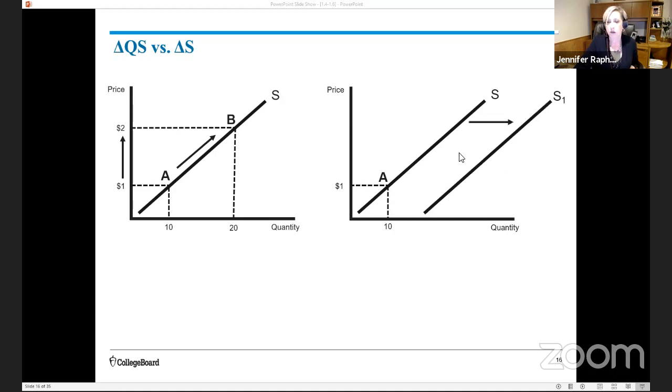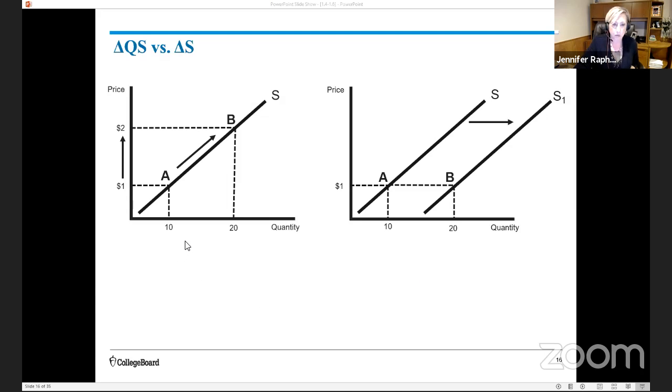Now, what if we have an increase in supply that changes the number of units producers are willing to produce at every price, including at a price of $1? So now with this new supply curve, our quantity supplied is 20.